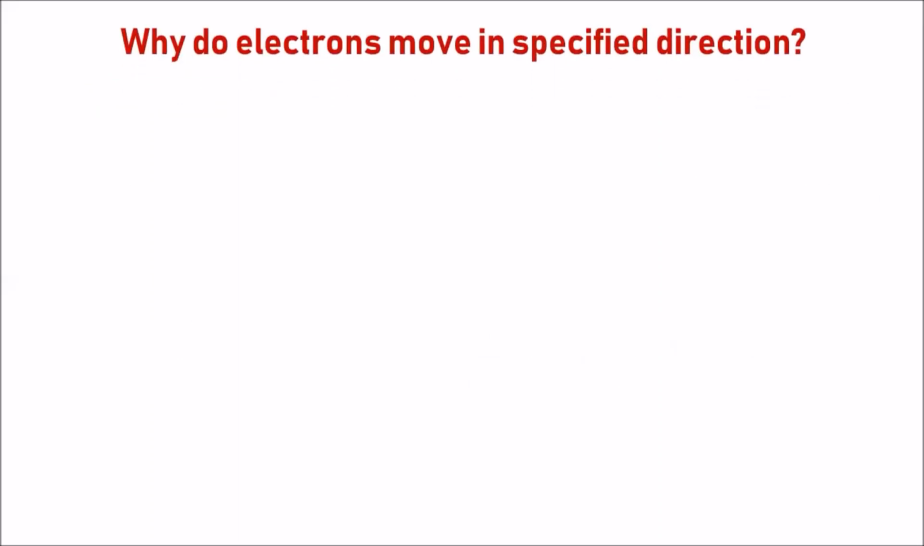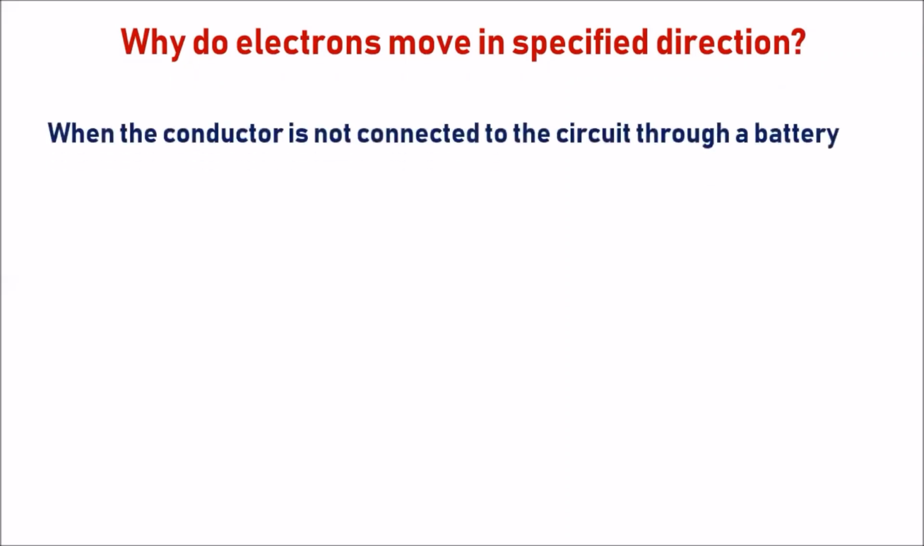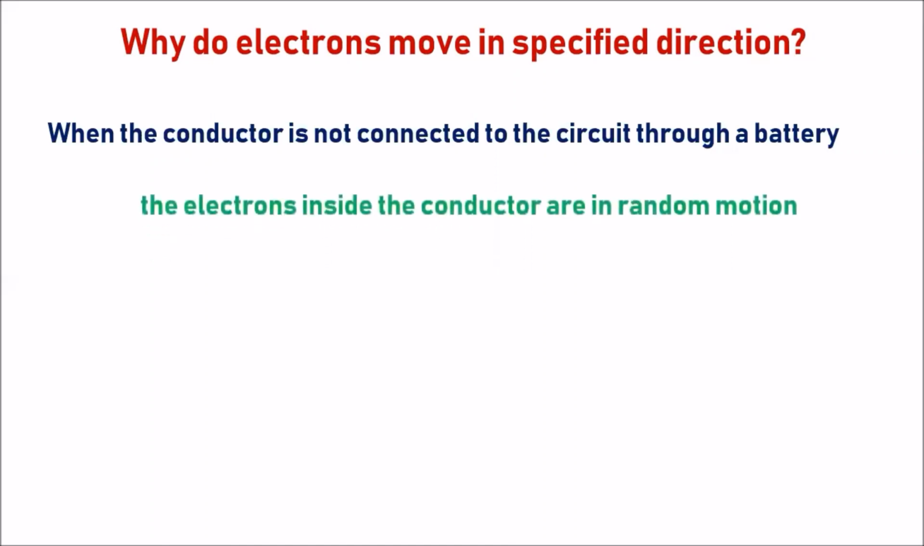We have a few questions. Why do electrons move in a specified direction? Before reading the second question, we will see this. When the conductor is not connected to the circuit through a battery, so we consider there is no battery, then the electrons inside the conductor are in random motion. This we have learned in the beginning. When there is no battery, there will be no energy. When there is no energy, all electrons will be in random motion.